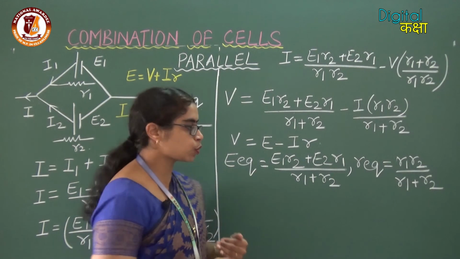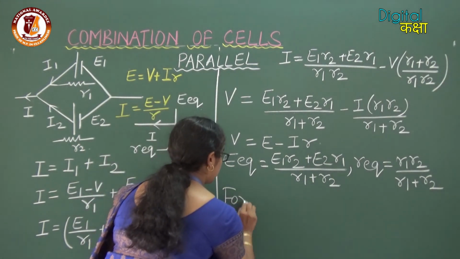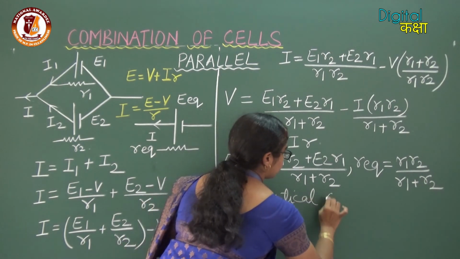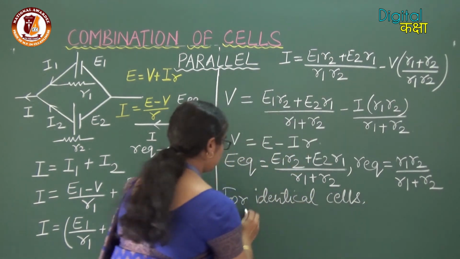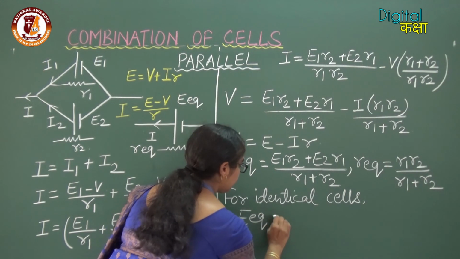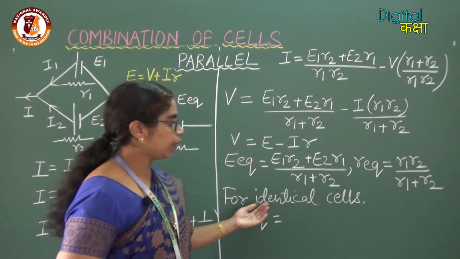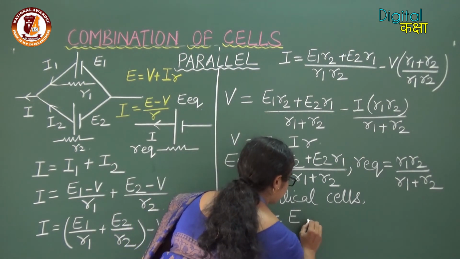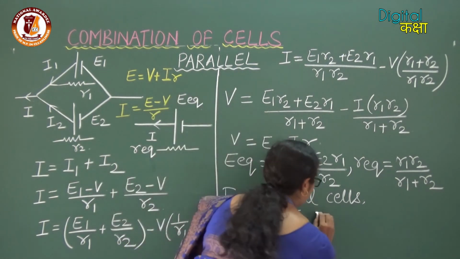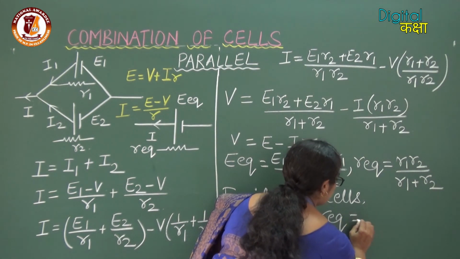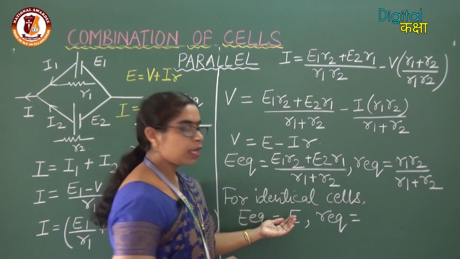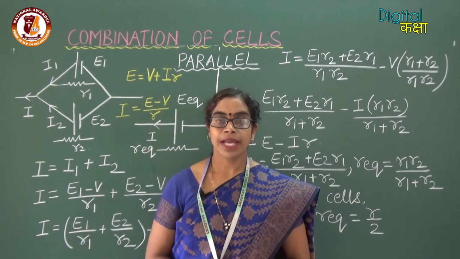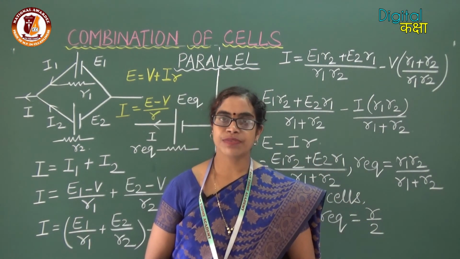In this case also, let us find out that when the cells are identical, the value of E equivalent will come out to be equal to E, and the value of R equivalent will come out to be R by 2.